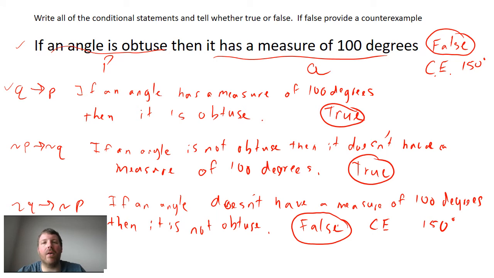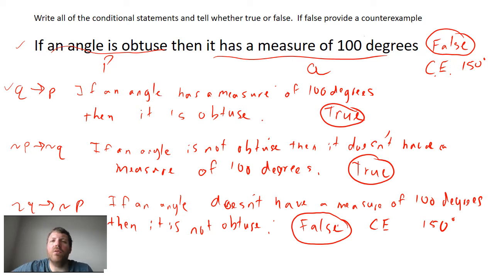Now, that's not how it is all the time. They're not always going to both be true or false, right? They could all be true and they could all be false. But I will tell you this: this statement here, P implies Q, is always going to have the same truth value as the contrapositive. And the converse is always going to have the same truth value as the inverse.